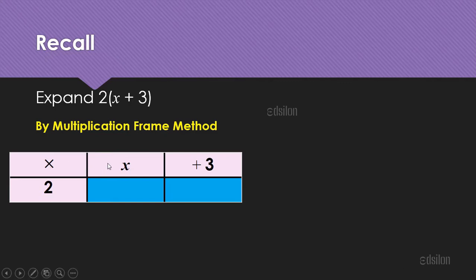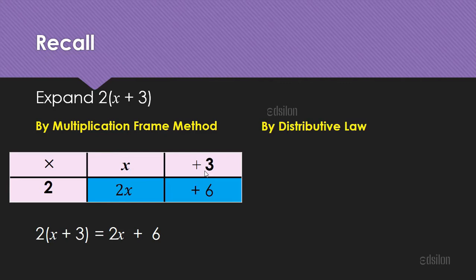2 times x to give 2x. 2 times plus 3 to give plus 6. So 2 times x plus 3 is 2x plus 6. How does the distributive law method work? First, distribute 2 to x to get 2x. Next, distribute 2 to 3 to get plus 6. The two methods should produce the same result.